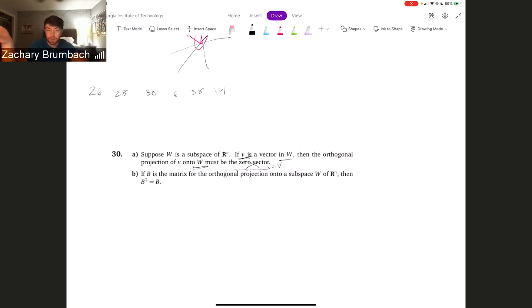Therefore, doing it twice, or B squared, which is the same thing as B times B, is just equal to doing it once. Okay?